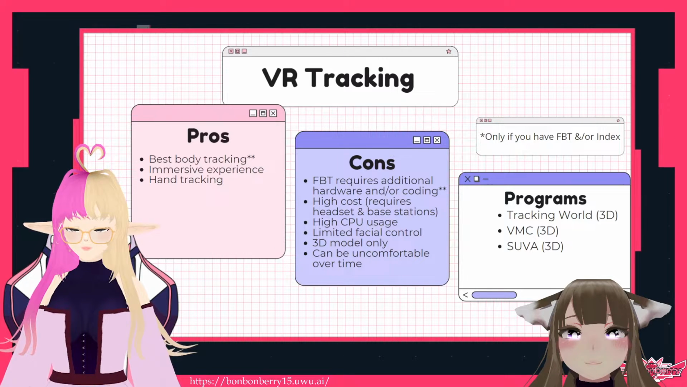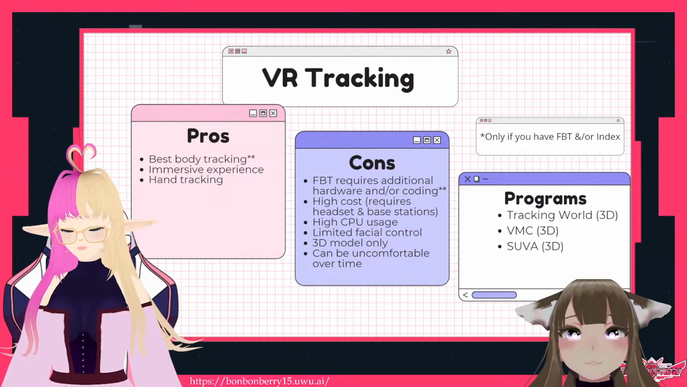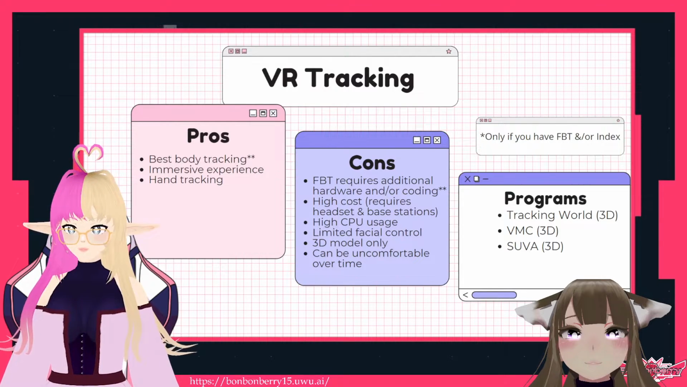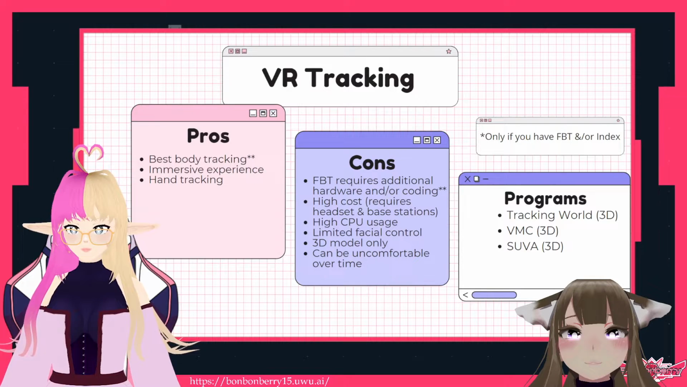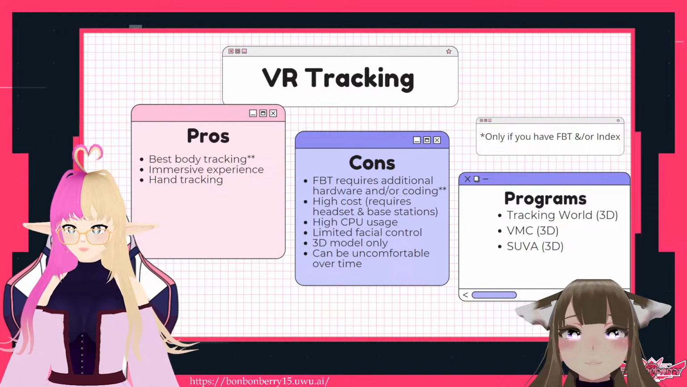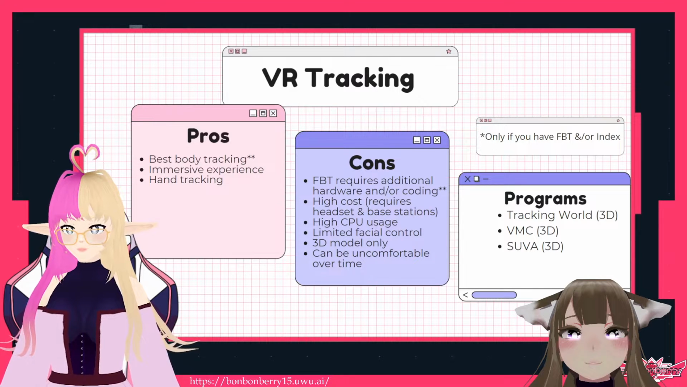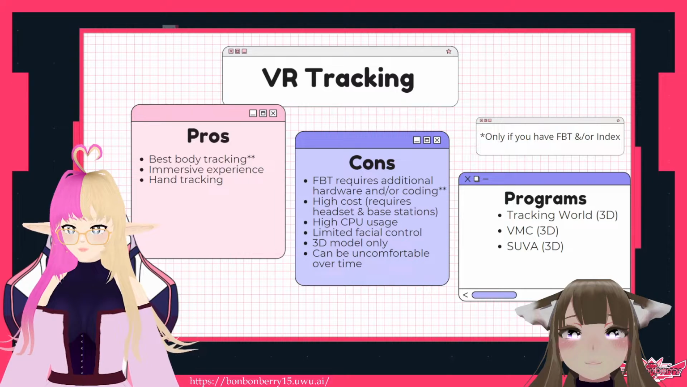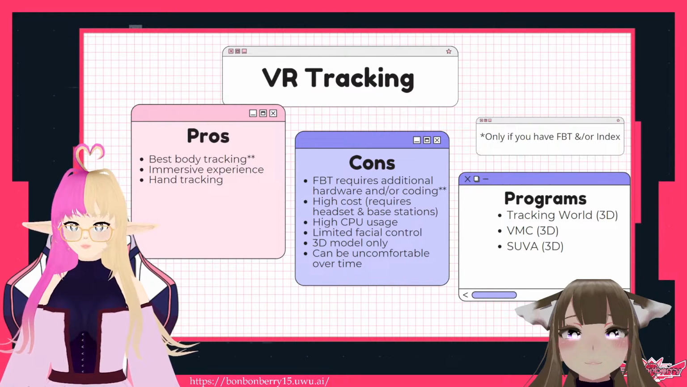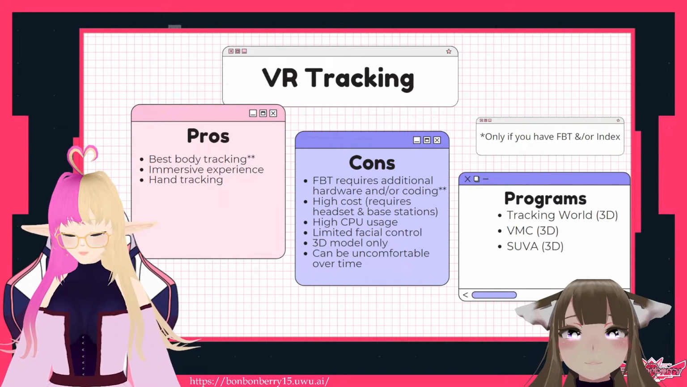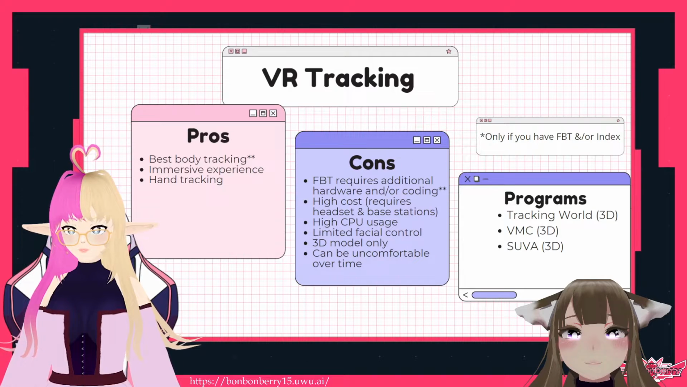The cons consisting of FBT, which means full body tracking. So full body tracking requires additional hardware and/or coding. Usually high cost. Requires headset and base stations to do tracking. Very high CPU usage. Limited facial expression control. 3D models only, and it can be very uncomfortable over time.